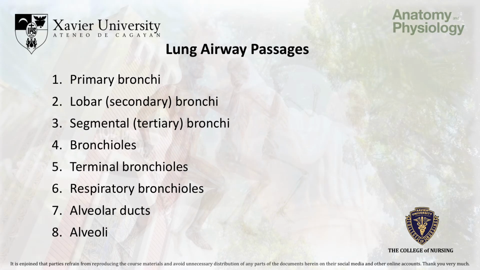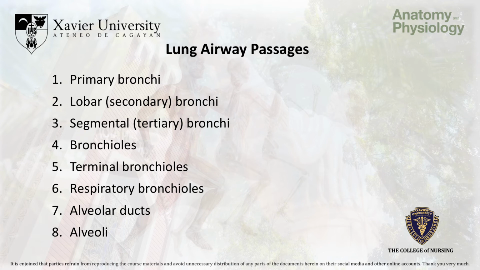Now let's proceed to the lung airway passages. So structures become smaller and more numerous from primary bronchi to alveoli. From the primary bronchi, each main bronchus divides into lobar bronchi, or your secondary bronchi, as they enter their respective lungs. The lobar bronchi conduct air to each lung lobe, and there are 2 lobar bronchi in the left and 3 for your right lung.